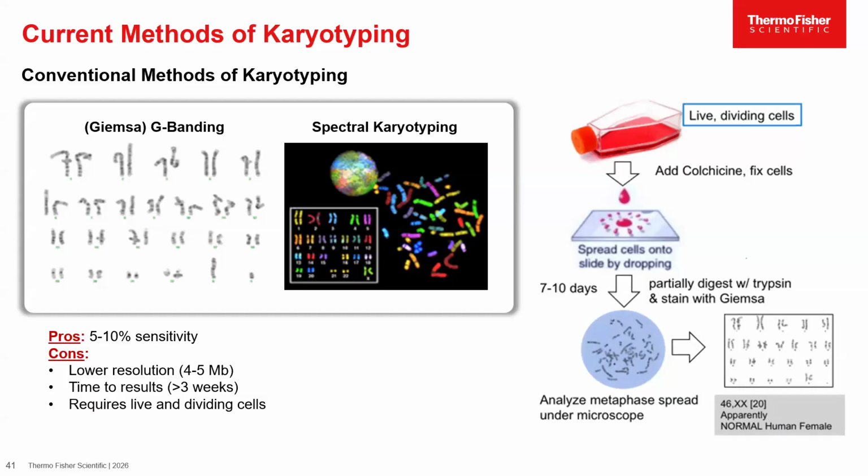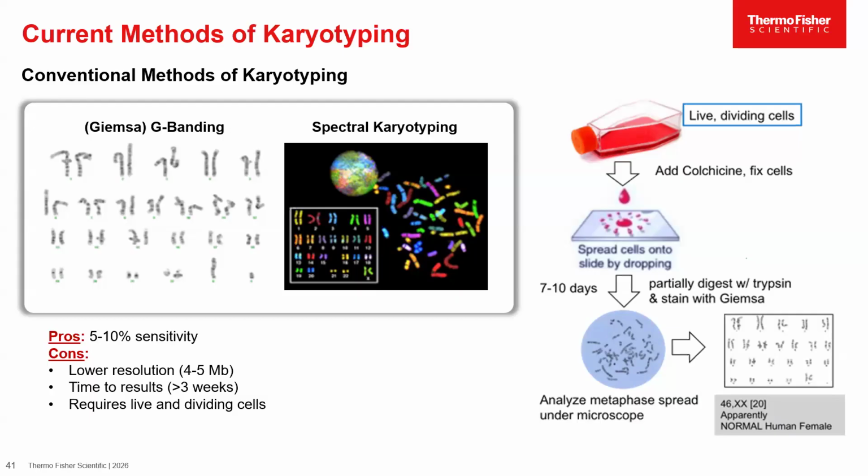There are newer tools where there's spectral karyotyping, where instead of traditional stains, we're staining different chromosomes or parts of different chromosomes with certain dyes or certain colors that can then be referenced or measured digitally as well. But these still have that or similar limitations. And then the final one is that this type of assay does require live cells and dividing cells, right?